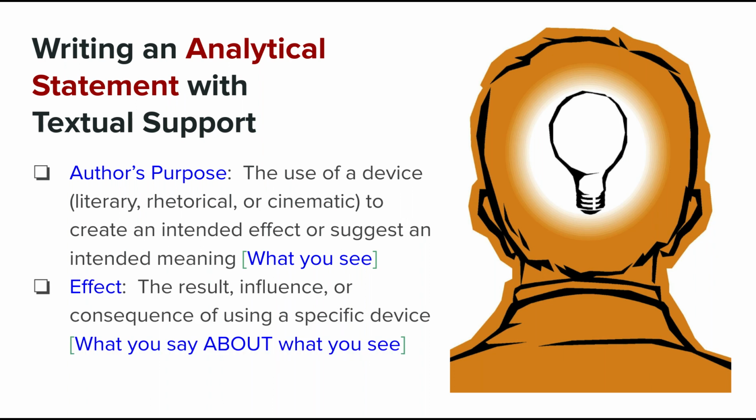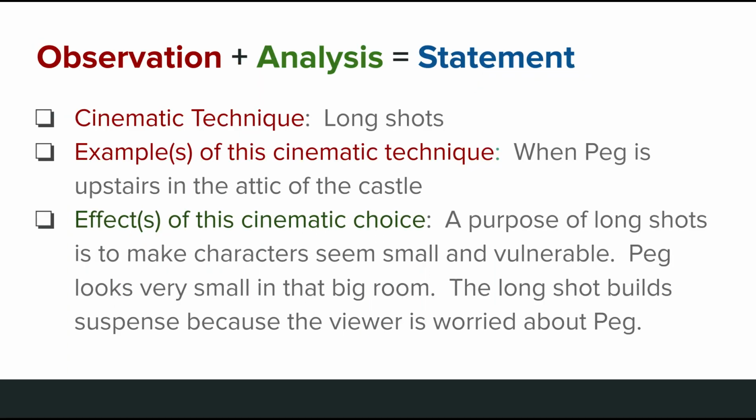In other words, you saw Tim Burton doing this, and what are you saying about what you saw Tim Burton doing? The first part is observation. If you have eyes that can see and a brain that works, you could come up with that part. The effect, the angle, is what you have to do a little bit of thinking to add your analysis. Here's the formula. Observation plus analysis will equal your first topic sentence, your statement.